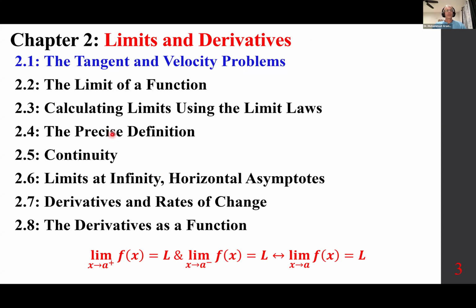So this is the entire chapter, and we're going to cover the first few sections. Again, just quickly: the tangent and velocity problem, the limit of a function, calculating limits using the limit laws, the precise definition, continuity, limits at infinity, derivatives and rates of change, and the derivative as a function.